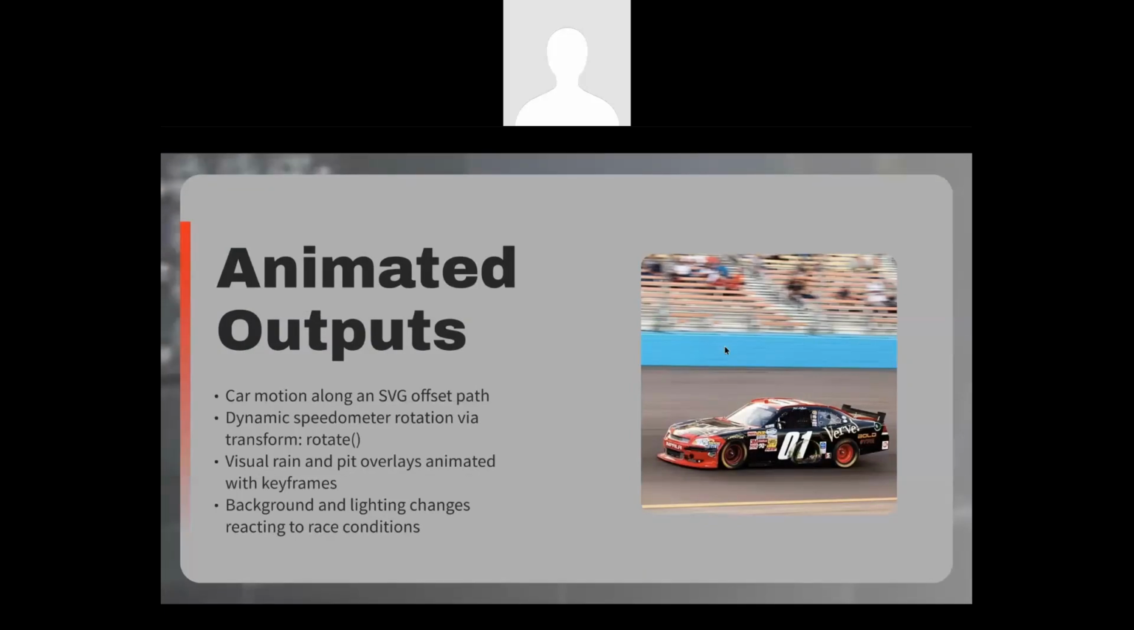So, by the end, the outputs that we expect from this project are the car motion along the offset path, a dynamic speedometer, which we simulate through the transform rotate CSS variable, and then visual rain and pit overlays. And we are also hoping to get the background and lighting changes according to the race flags.